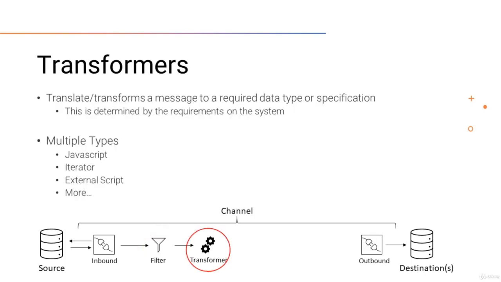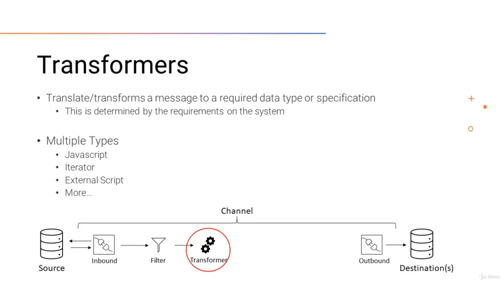Transformers are configured to translate a message to a required data type, or match any specifications that the destination might need. Usually these are determined by the requirements of the system. Transformers can also extract pieces of information from the message to be processed outside of the channel. There are also multiple types of transformers. To name just a few, a JavaScript transformer, an iterator, an external script, and much more.